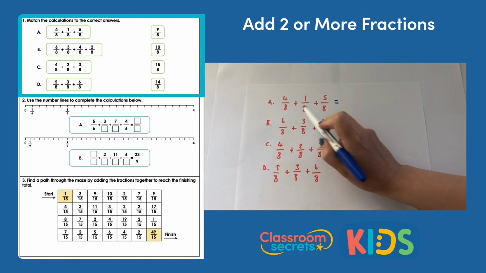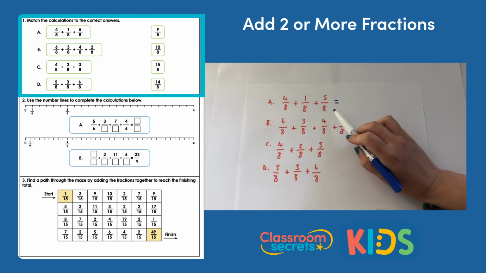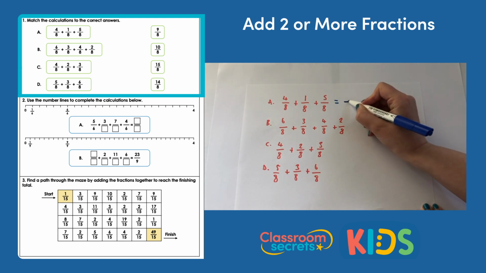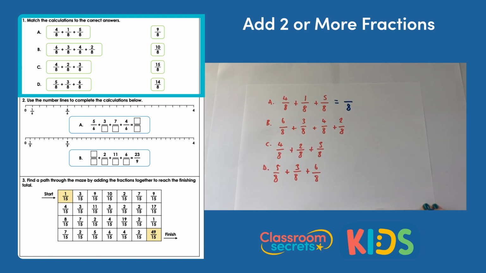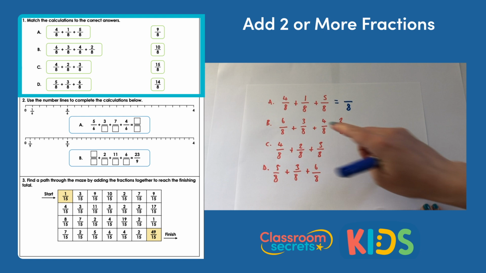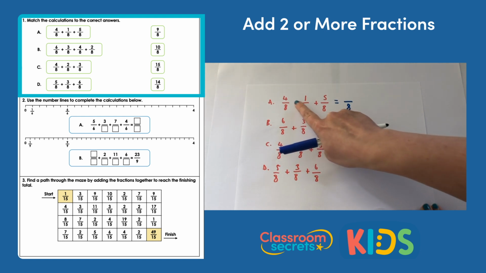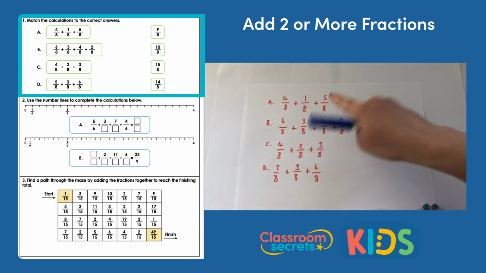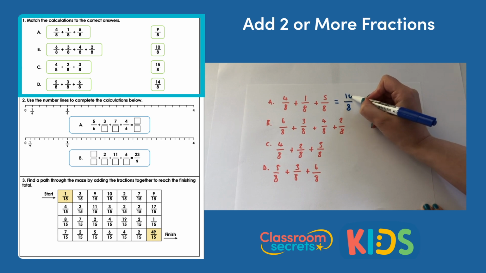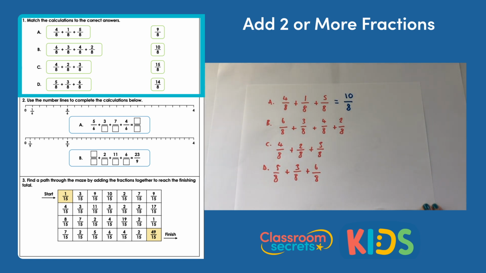They are all eighths. Got 4 eighths, add 1 eighth, add 5 eighths. I know that when I'm adding, my denominator is going to stay the same, so that's going to remain 8. So we need to add the numerator. So 4, add 1 is 5, add another 5 is 10. And 10 eighths is one of the options.